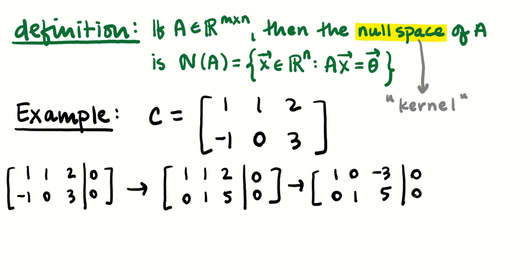All right. Okay, so I've got it in reduced echelon form. I just need to interpret my solution and write down my null space. So I've got x1 minus 3x3 equals 0, and x2 plus 5x3 equals 0. Looks like x3 can be whatever it wants.